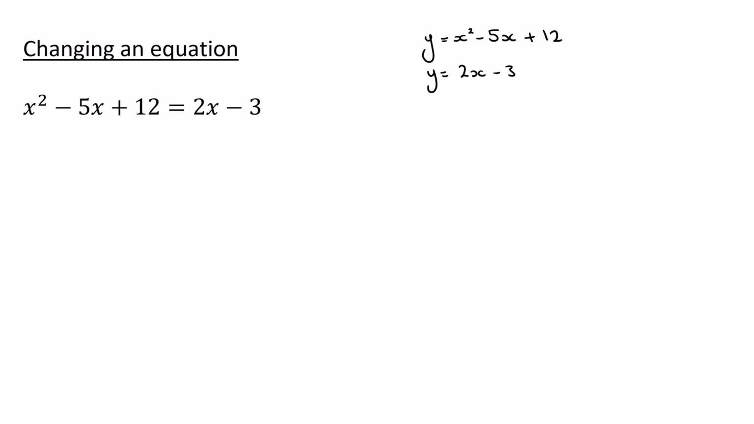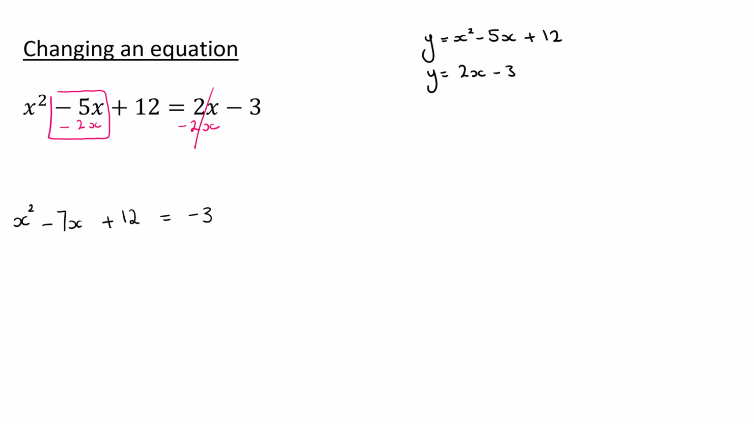But I can play around with this and I can change the way it looks. For example, if I take away 2x from this side, because it's an equation and it's equal, I have to take away 2x from the other side. I have to collect like terms. So I now have an equation that looks like this: x squared minus 7x plus 12 equals -3. These two equations are exactly the same. They are identical. They might look different, but they're exactly the same equation.